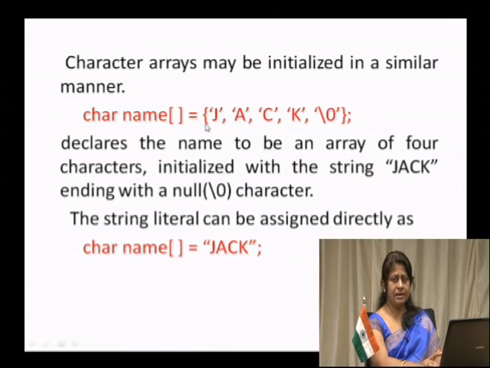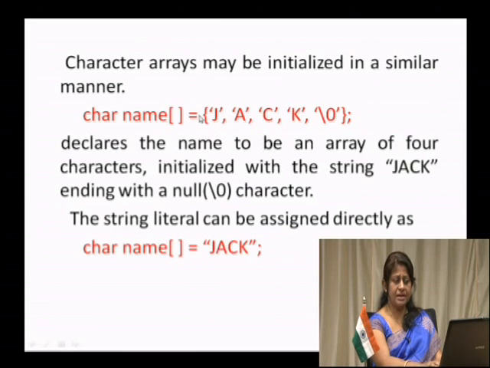Since it is a character data type, we have to enclose each of these characters in single quotes. So I have J, which is enclosed within single quotes, and A, C, K, all separated by commas like this. This means that the first location of my character array name will consist of the character J, and the second array element will consist of the character A, and so on.